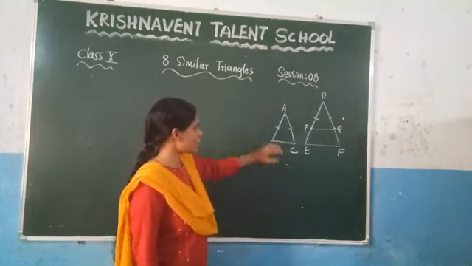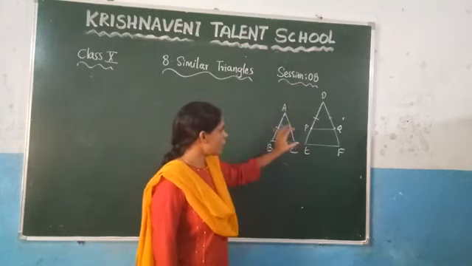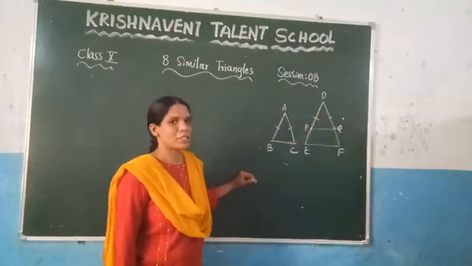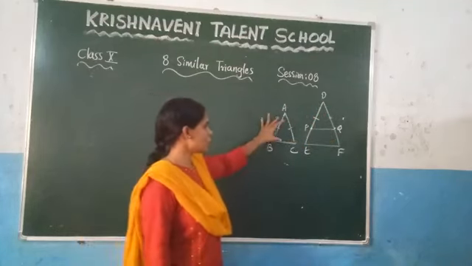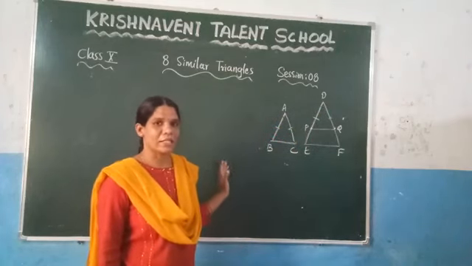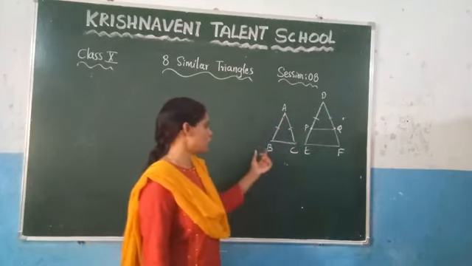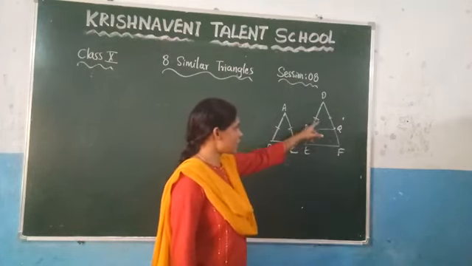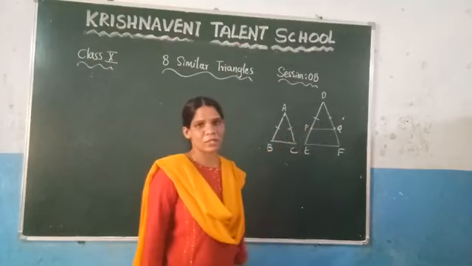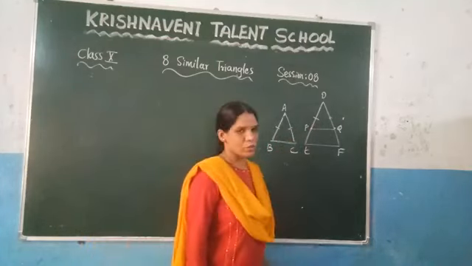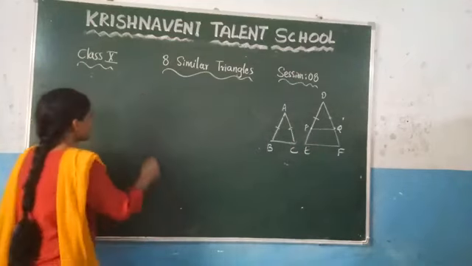By our construction we know that AB is equal to DP and AC is equal to DQ. And if you want to prove this theorem, we need to prove that this triangle and this triangle are congruent. So what is the other criterion we need to prove here? If we can prove BC is equal to PQ, then by SSS criterion we can say that these two triangles are congruent. So here, we are going to prove BC is equal to PQ. How to prove? Let us see here.